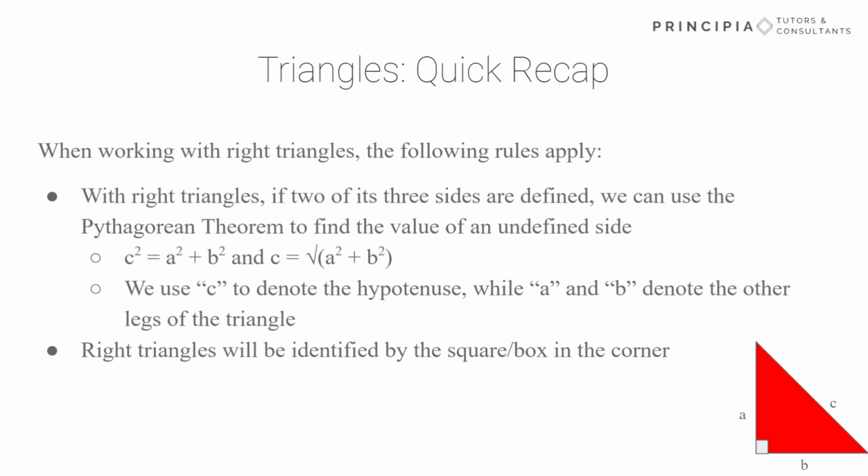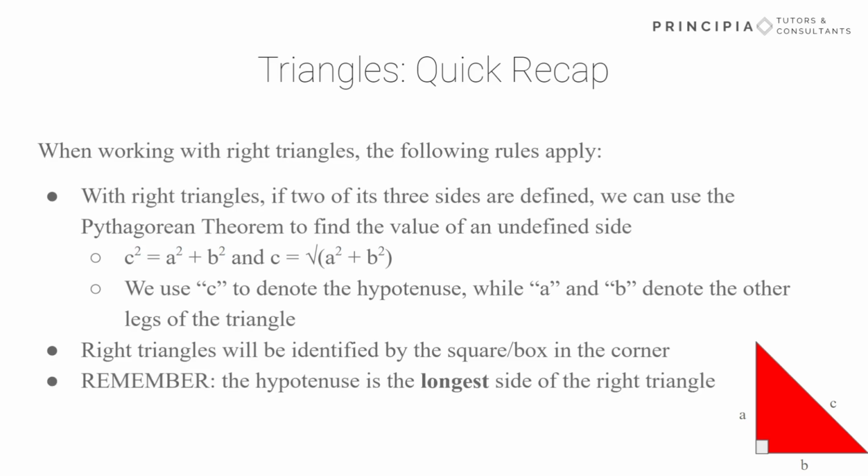If you see a box or a square in the bottom corner of the triangle, that's a way of denoting it as a right triangle. Look for it, otherwise you can't be confident that it is, unless of course the question says it's a 90-degree angle or specifically identifies it as a right triangle. And again, remember the hypotenuse is the longest side of the right triangle.